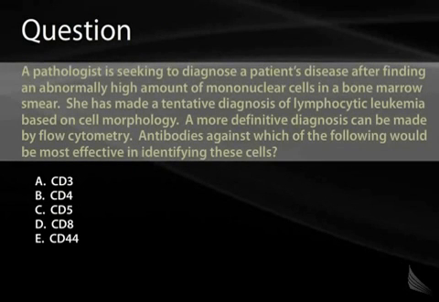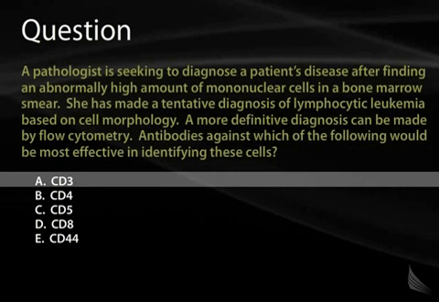So we have here another question. A pathologist is seeking to diagnose a patient's disease after finding an abnormally high amount of mononuclear cells in a bone marrow smear. She has made a tentative diagnosis of lymphocytic leukemia based on cell morphology. A more definitive diagnosis can be made by flow cytometry. Antibodies against which of the following would be most effective in identifying these cells? Is it A, CD3, B, CD4, C, CD5, D, CD8, or E, CD44?